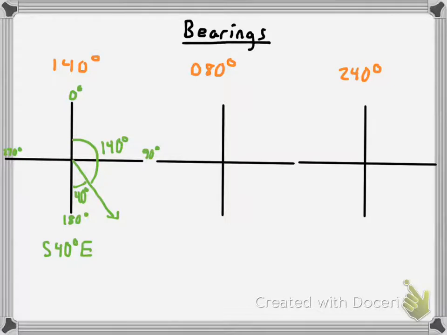Okay, well, then 80 degrees. That's less than 90 degrees, isn't it? If 90 degrees is right here, then 80 degrees is 10 degrees shy of that. This would be a traveling or a bearing of 80 degrees.